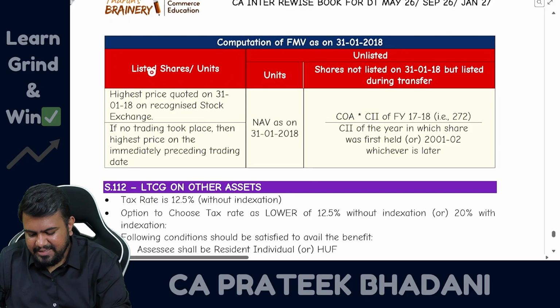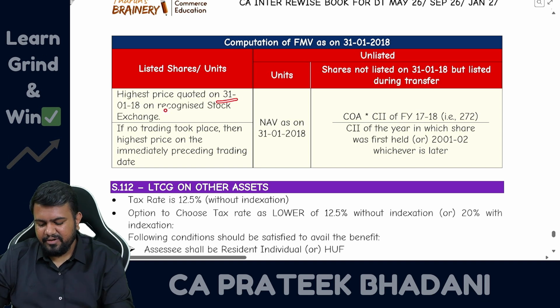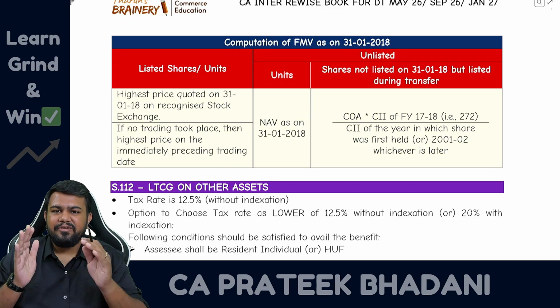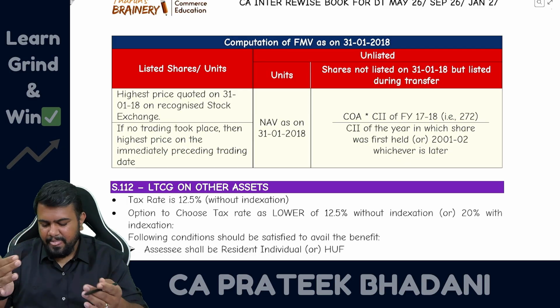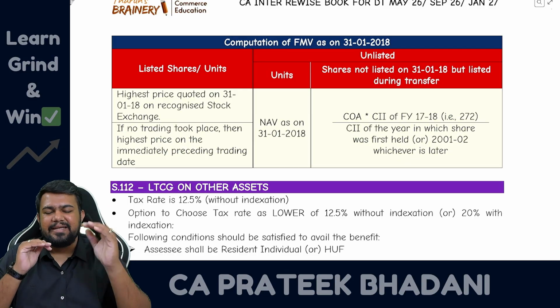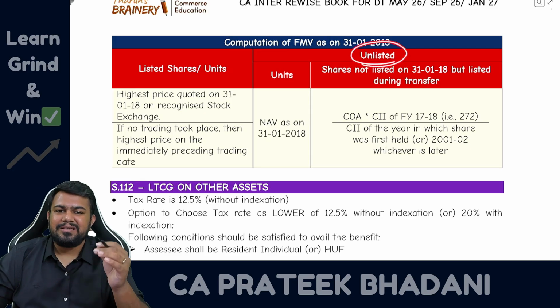If the shares are listed, then the fair market value shall be the highest price quoted on a recognized stock exchange on 31/1/2018. However, if no trading took place, take the highest price on the immediately preceding trading date. So as on 31/1, what is the highest price you have to take? And if no trading took place, then in the preceding trading date, whatever is the highest price, that you have to take. Now what if the shares or units are unlisted?